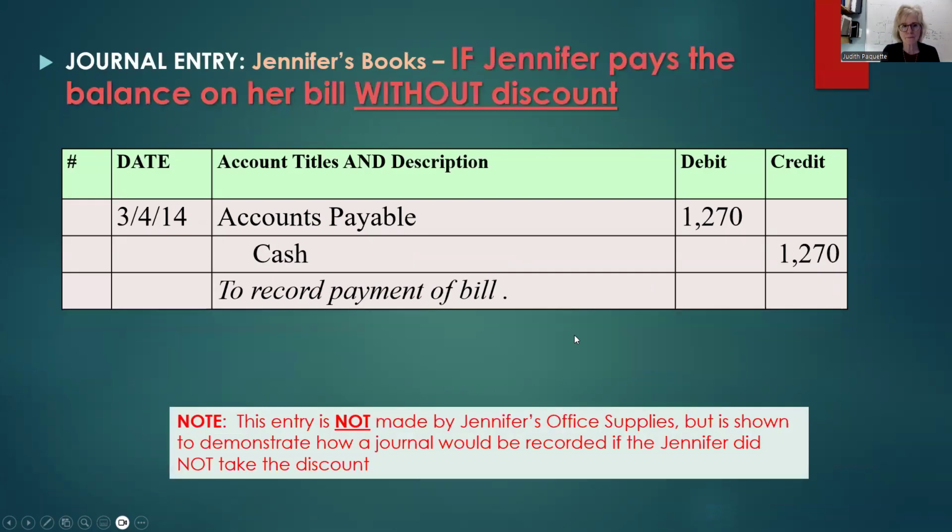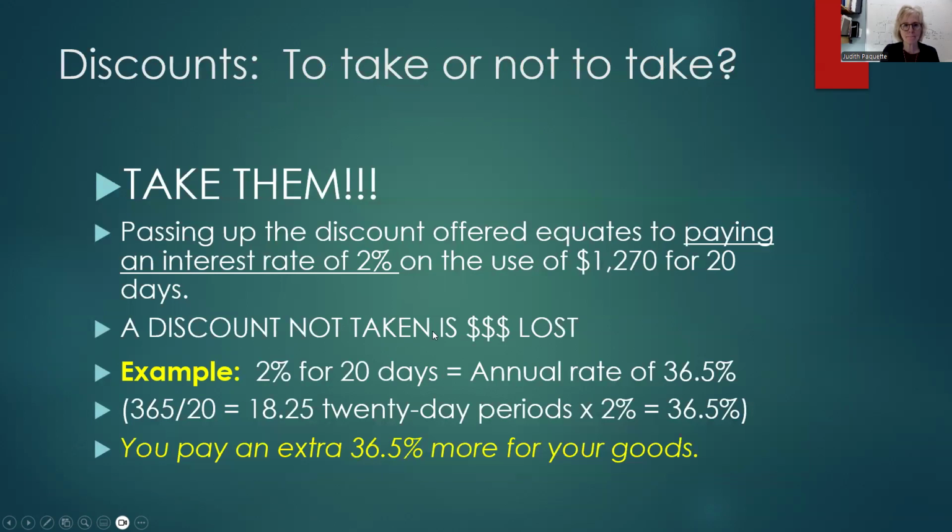Okay, all right. If you didn't have the money in 10 days, maybe you were waiting on a client to pay you and you had to wait the full 30 days, you would just debit accounts payable, credit cash, the way you've already learned how to do in chapter 3. Please take discounts when you can.